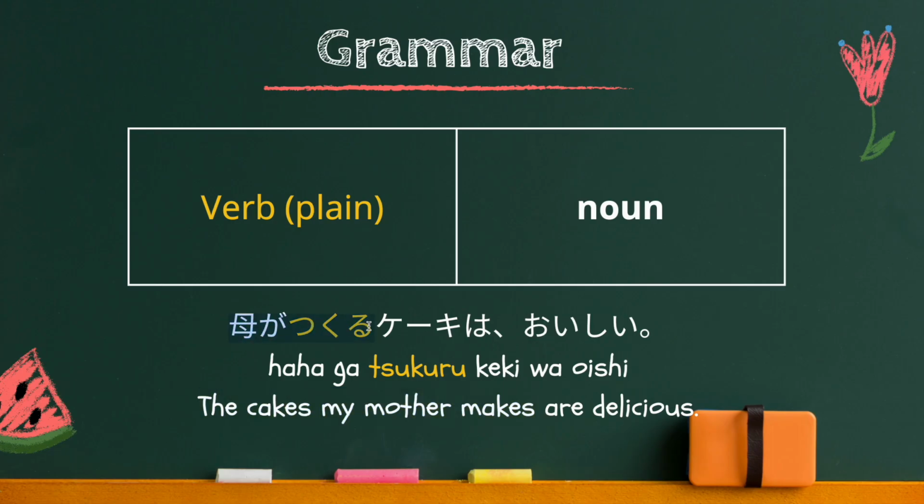母が作る This means my mother makes. ケーキ, that's the noun it modifies. 作る is the plain form verb. So you cannot use polite form. 母が作りますケーキは, that doesn't work. It has to be in the plain form.